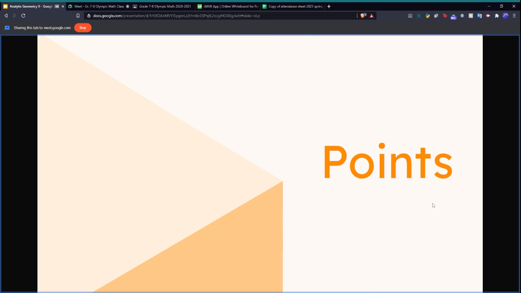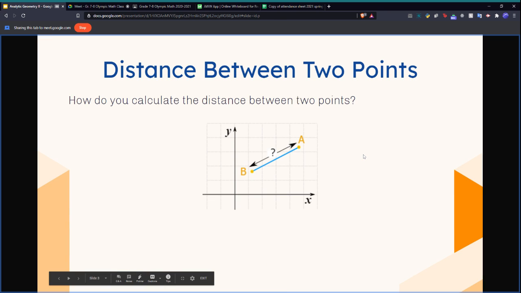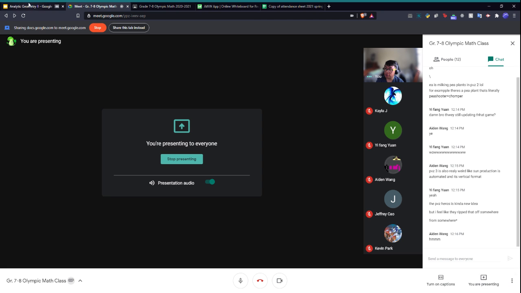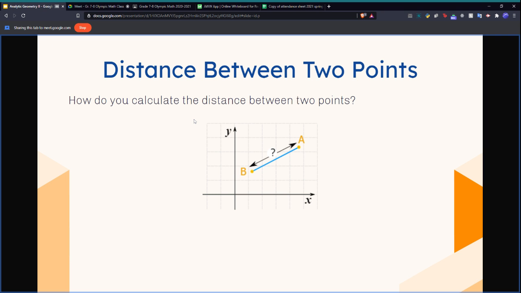So first thing we're going to focus on is points in a Cartesian plane. We're going to look at some formulas and concepts for points. So let's go to the first slide. The first thing we're going to look at is how to find the distance between 2 points.